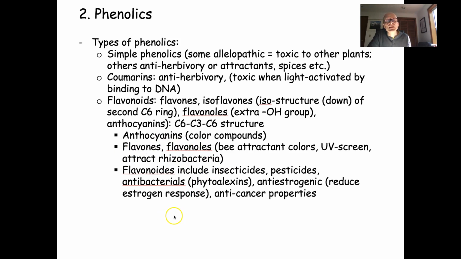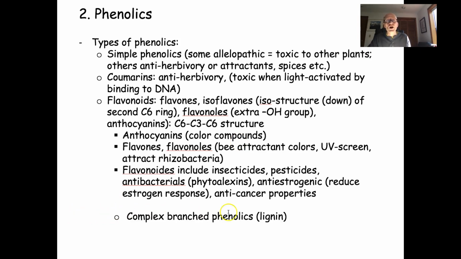And then the flavonoids include some insecticides, some pesticides, antibacterials, anti-estrogenic substances. So those are substances that reduce the estrogen response. And some of them have anti-cancer properties, which you may have heard of through the popular press. So flavonoids and flavones, anthocyanins, reactive oxygen scavengers, anti-cancer properties. Those are sometimes things that you hear about because they get discussed as supplements.